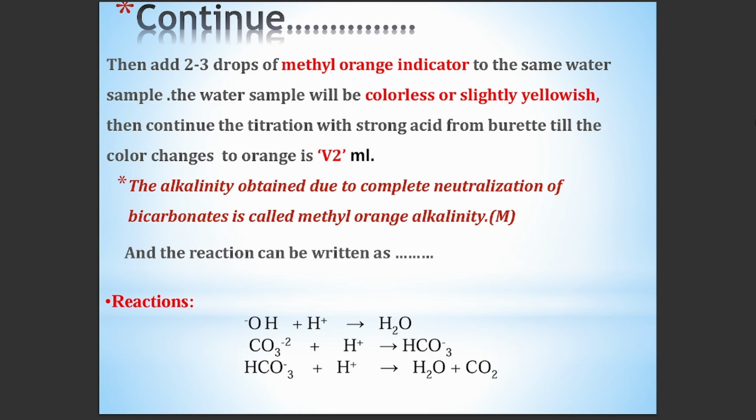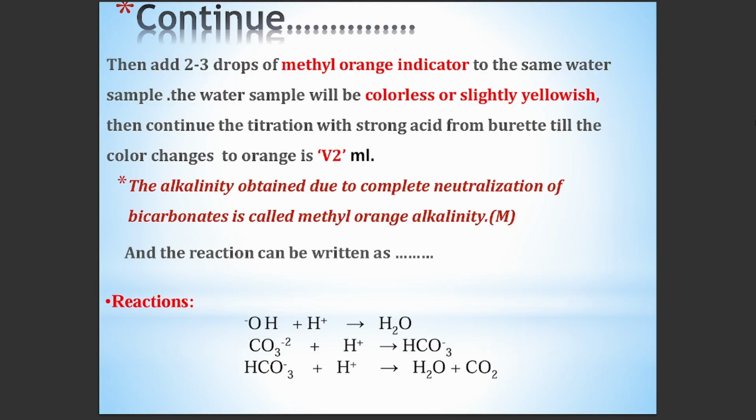So in this way, all the alkaline substances present in the water, or alkalinities present in the water, are neutralized by using the acid, and the corresponding volume of acid is noted down. By using this data, we can derive the formula to calculate the phenolphthalein alkalinity, which is indicated by P, and the methyl orange alkalinity, which is indicated by M. So what is methyl orange alkalinity, as we discuss here?